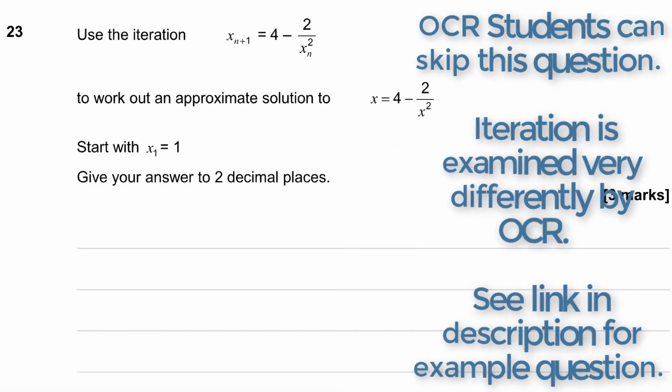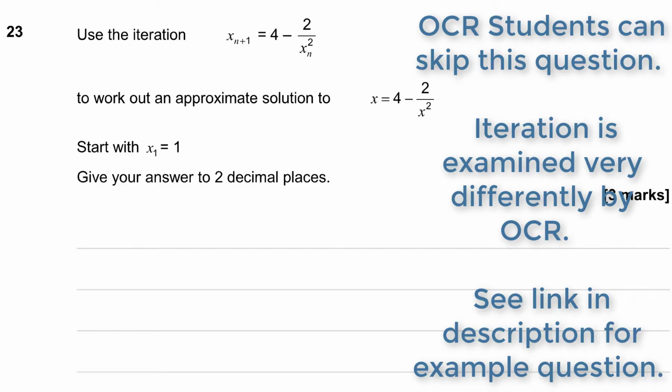We've got some iteration here then. So our next term in x, x(n+1), is equal to 4 minus 2 over our last term in x, xn, all squared. So to work out an approximate solution to x equals 4 minus 2 over x squared, we're going to start with x1 equal to 1, feed that into this expression and then work through it. I'm going to have to keep going until our answer settles down into a consistent answer. So we know that x1 is equal to 1.